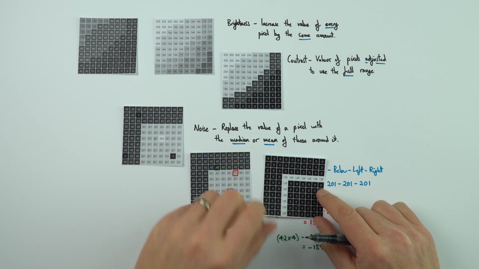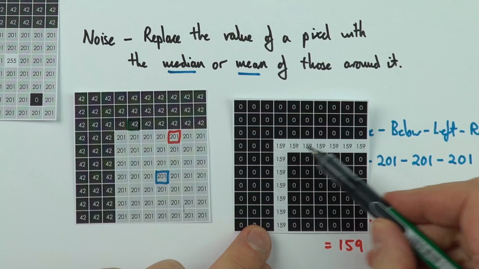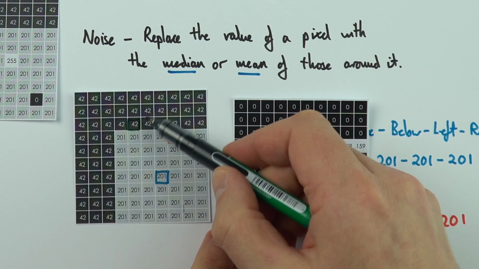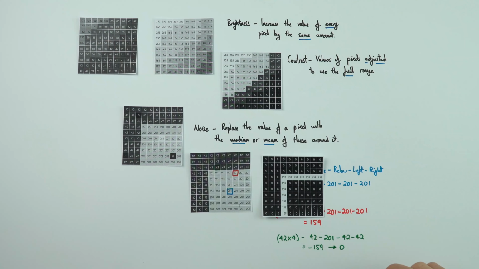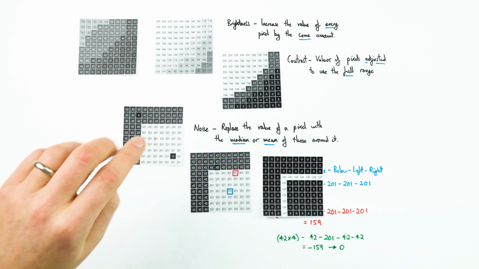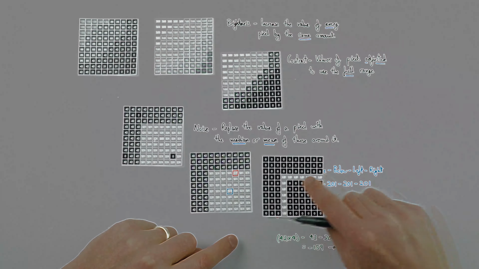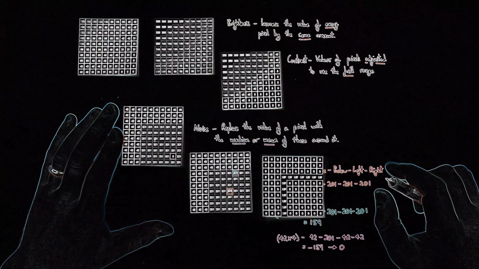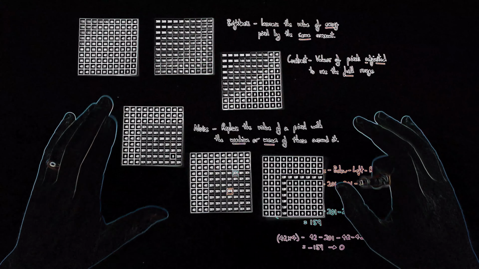And so this is what we might see at the end. We can see the edge is clearly here between these two different colours that we had before. So we can start with an original image, we can increase the brightness, we can adjust the contrast, we can get rid of noise, and we can also do edge detection. And that's something which is really useful to do with these digital images.